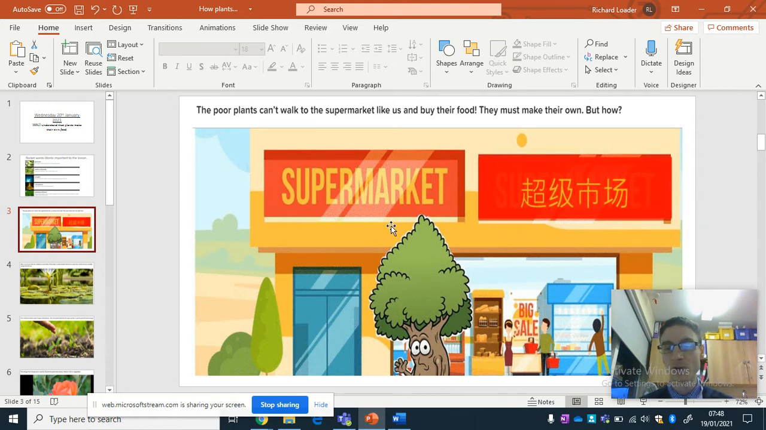Now, if you talk about food chains, which we've looked at before, remember plants are at the beginning of the food chain. They are the producers. So they don't eat anything else. They have to make their own food. They produce the food for the rest of the food chain. So I thought this image summarizes it really well. The poor plants can't walk to the supermarket like us and buy their food. They must make their own. But how?